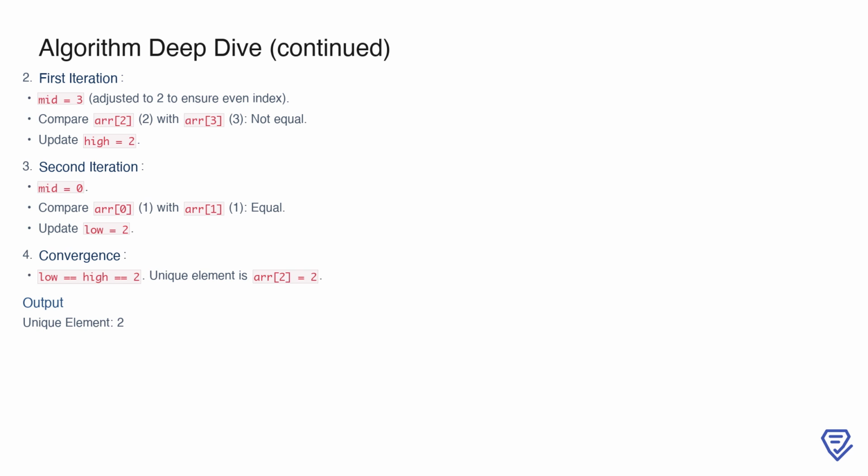Comparing arr[0] and arr[1], we find that both are 1, indicating a valid pair. This means the unique element is to the right, so we update low to 2. At this point, low equals high, and the loop terminates. The unique element is found at arr[2], which is 2. This step-by-step process demonstrates the precision and efficiency of the binary search algorithm in locating the unique element.